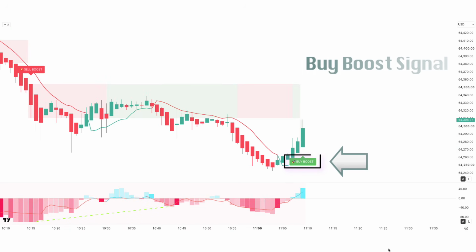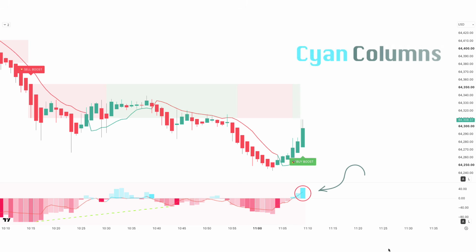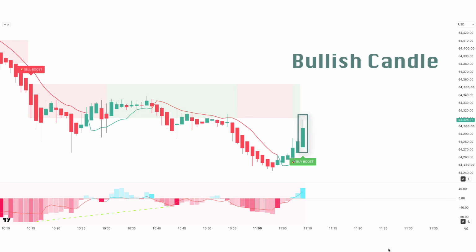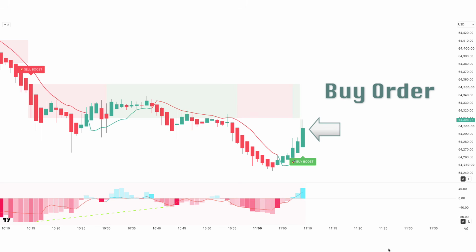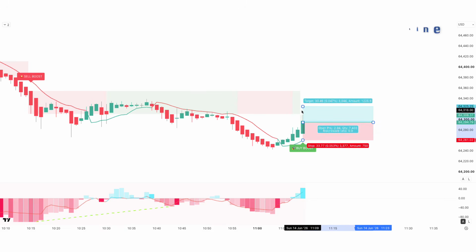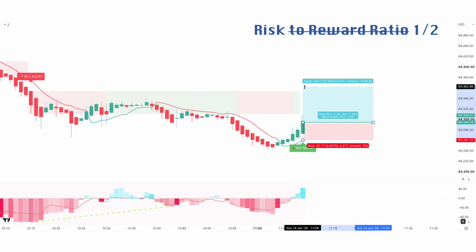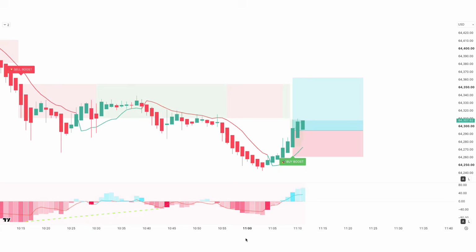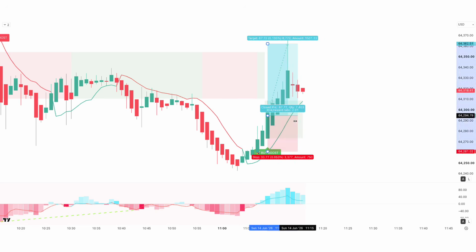When the SMC Volume Boost Matrix V6 label up of this is buy boost signal. When the flow engine indicator should be cyan columns. When the market forms a bullish candle. If this condition is fulfilled, then we will place buy order. Our stop loss is to be placed at the green line, and the risk to reward ratio will be 1:2. The market has completely hit the target.